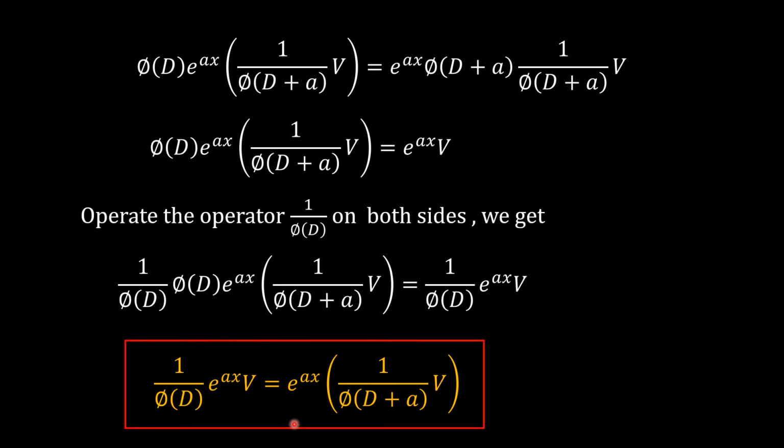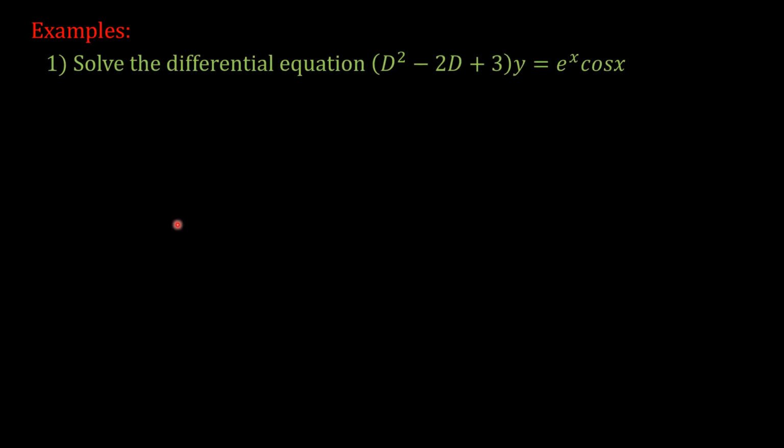Now we are going to solve an example on this rule. Let us see the example. First example, solve the differential equation D square minus 2D plus 3 of y is equal to e raised to x into cos x. Solution.